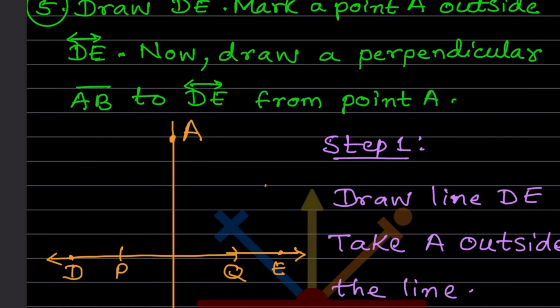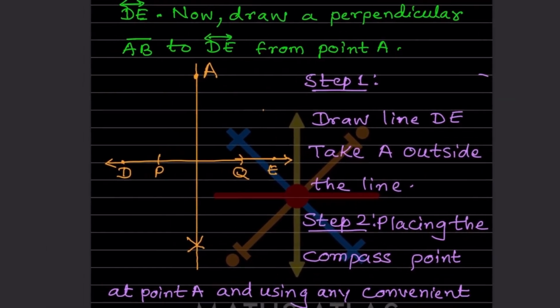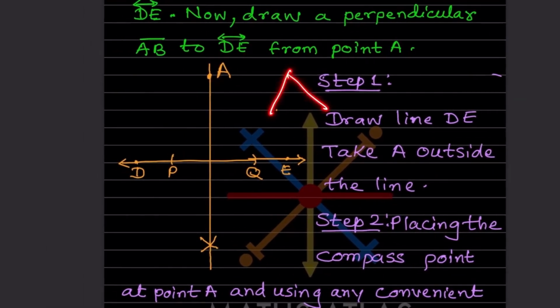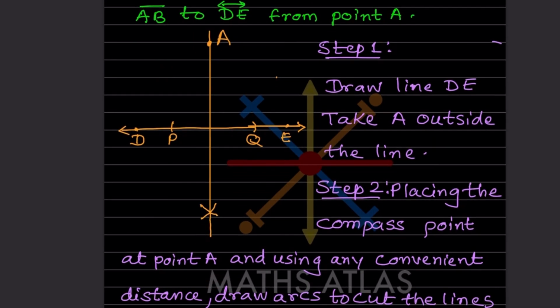So the next step, what are you going to do here? Placing the compass point at point A. Here you will put the compass point over here. This is the compass, and on one side there will be a pencil, and this will be the other point. So you place the compass point over here, and using any convenient radius, you draw the arcs. From here you draw the arcs to cut the line DE at points P and Q. You can put any alphabet over here, that is called the variable.